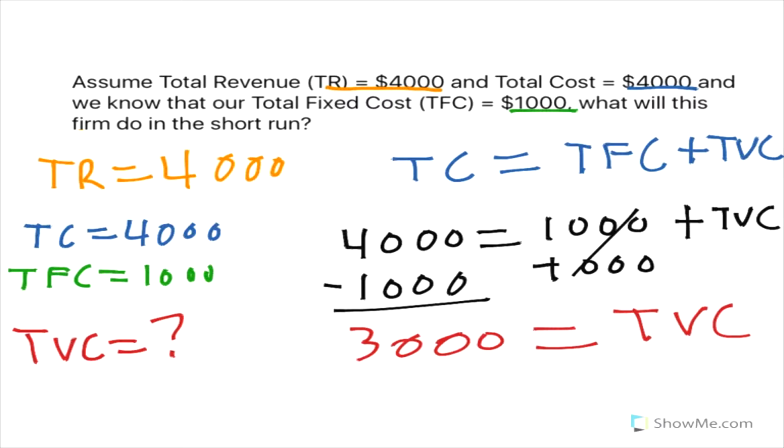Now, going back to the shutdown rule, we have to have our total revenue greater than our total variable cost. From what we've determined, we know that total revenue is 4,000, and our total variable cost is 3,000. Using a little bit of logic, we know that 4,000 is definitely greater than 3,000. So what we'll tell this business is, yes, they can stay in business in the short run, but we would have to see more information to know if they'll be able to survive in the long run.